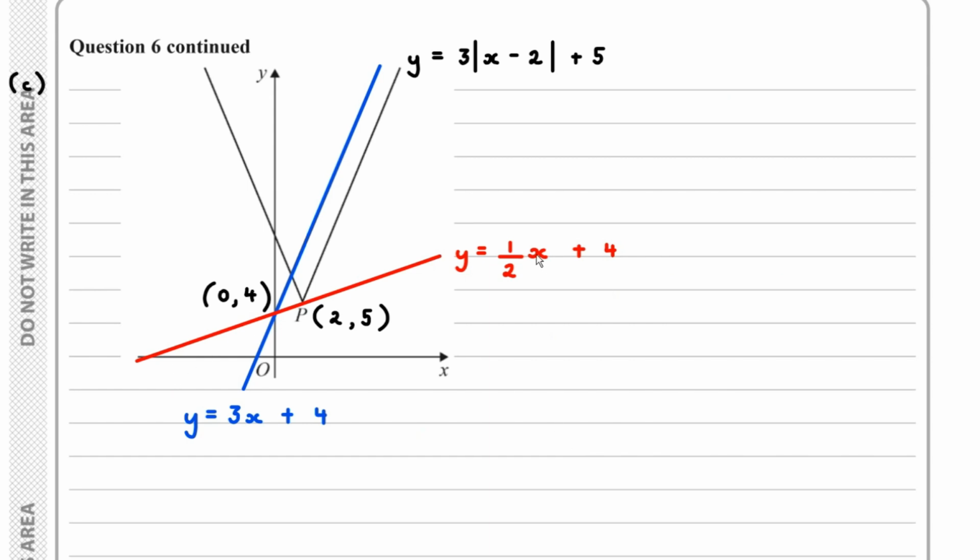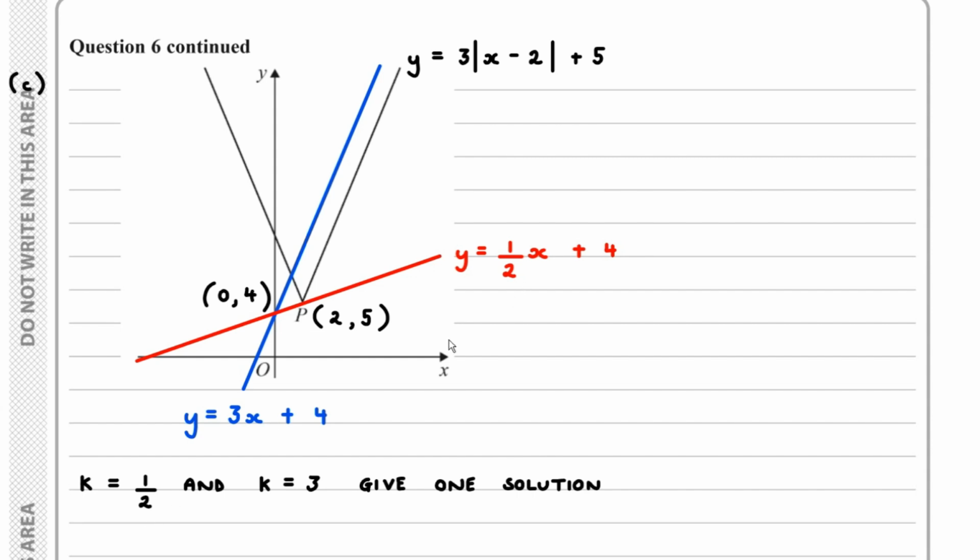So we have the above replicated here. We have the blue graph y equals 3x plus 4. We have the red graph y equals 1/2 x plus 4. We have the original graph y equals 3 times the mod of x subtract 2 plus 5.